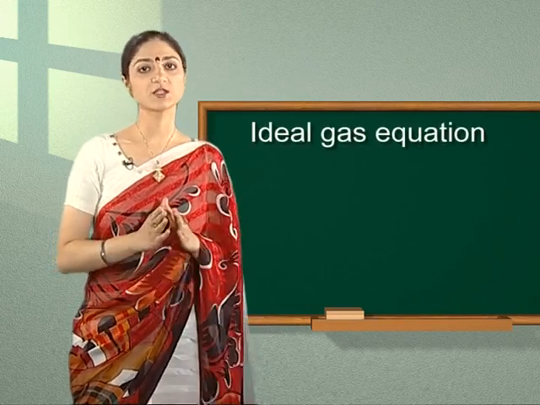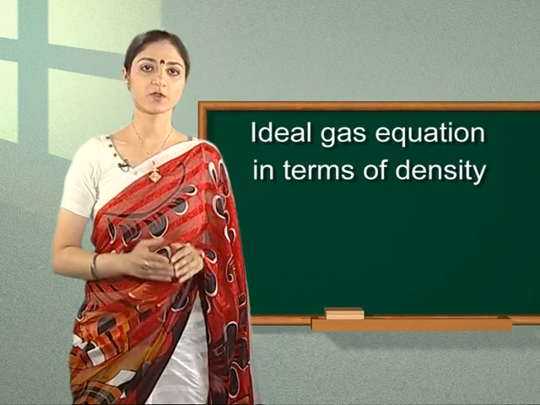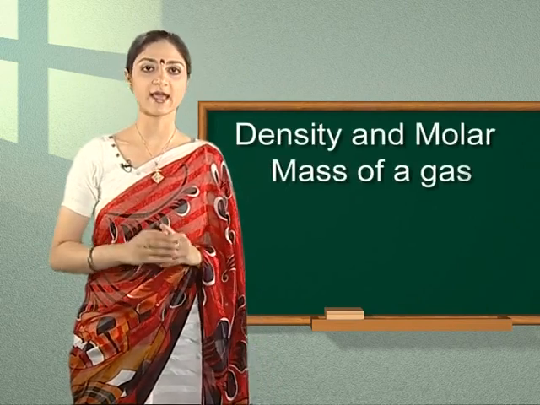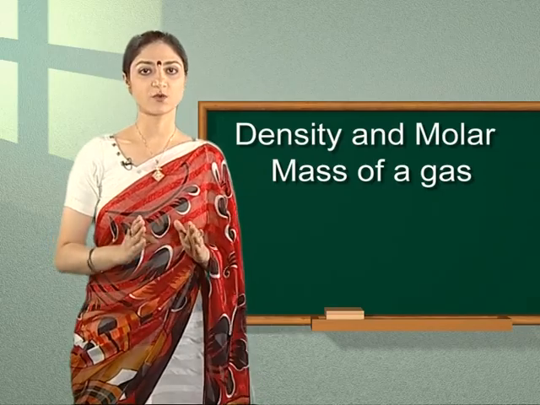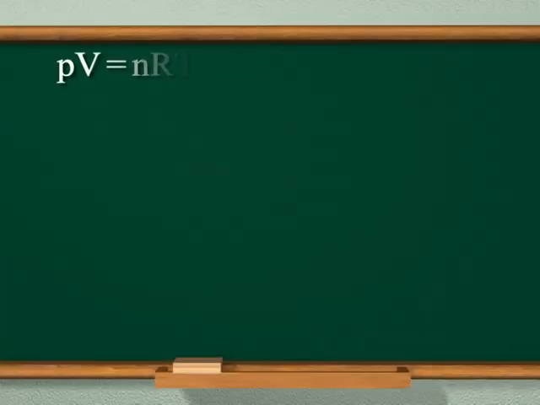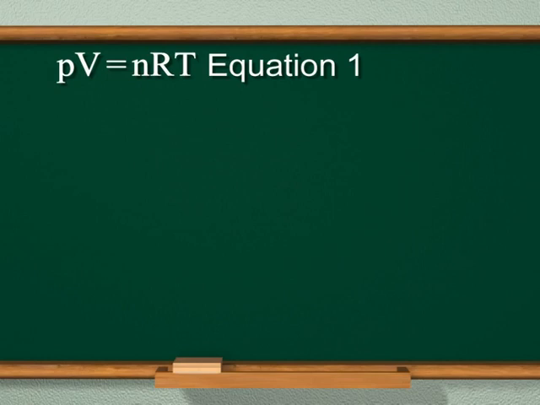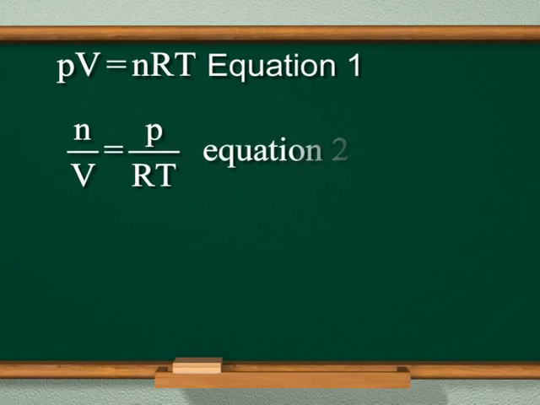Students, let us now discuss the ideal gas equation in terms of density, or the relationship between density and molar mass of a gas. The ideal gas equation is P multiplied by V is equal to n multiplied by R and T, equation 1. It can be rearranged as shown on the screen: n upon V is equal to P upon R multiplied by T.